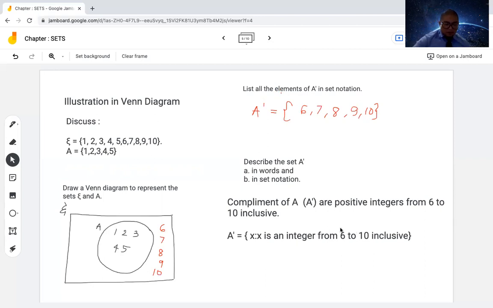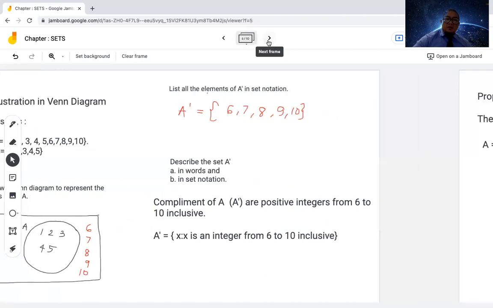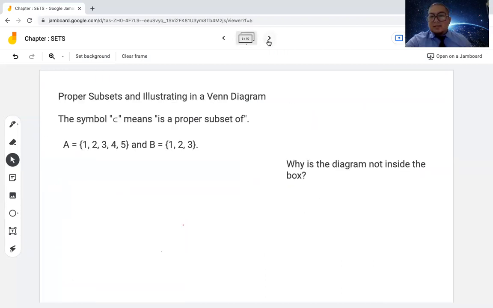Now we are going to the next part, which involves proper subsets and illustrating proper subsets in a Venn diagram. The first thing that I would like to discuss is the symbol of the subset, which has this U form. However, it's facing the right. This means that this is a proper subset. So we can say that this thing is a proper subset of that thing.